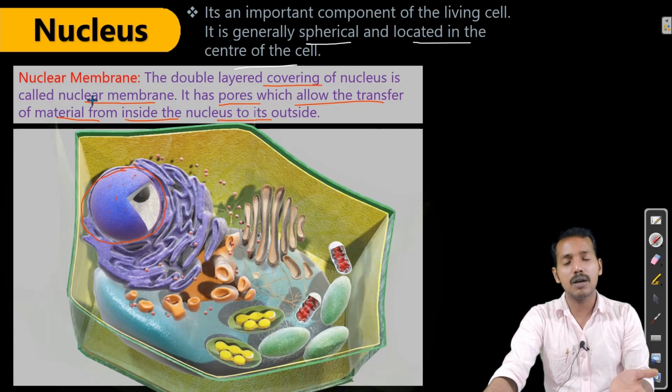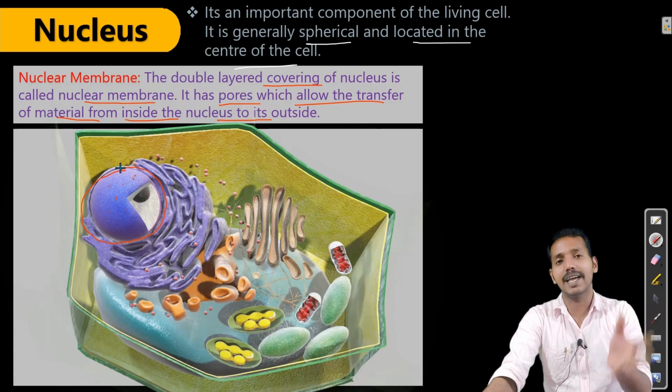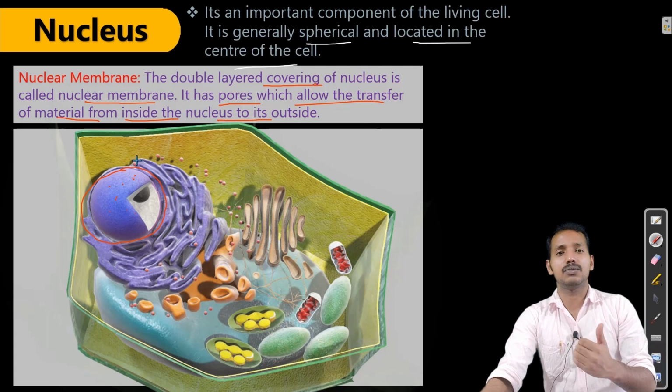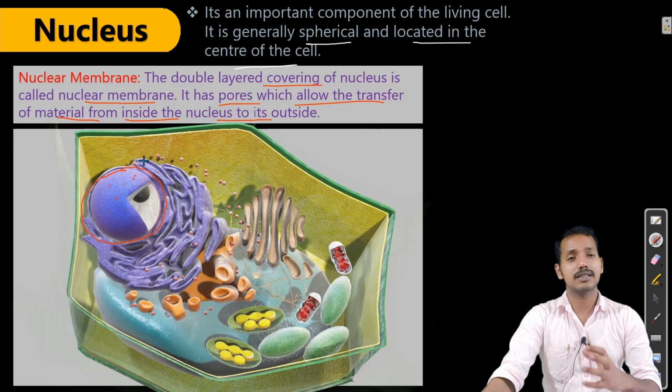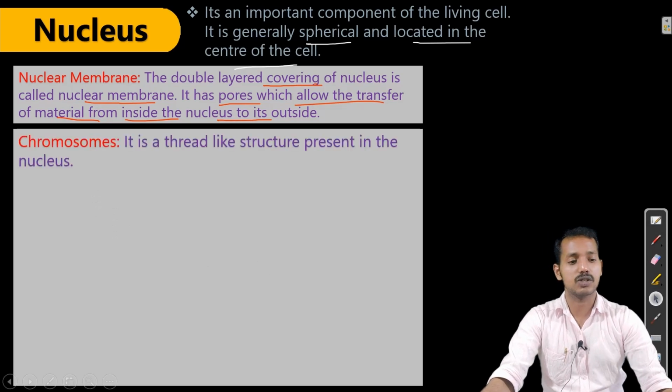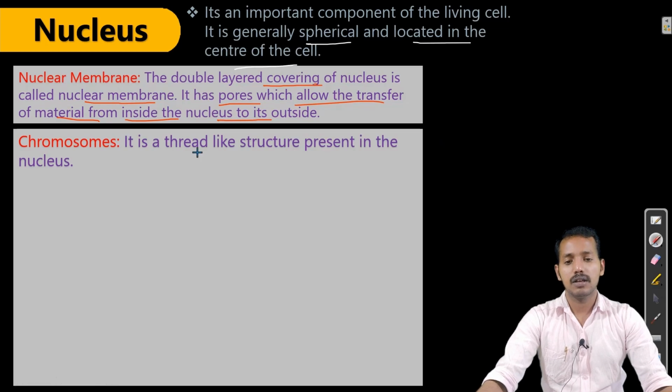Like the plasma membrane is the boundary of the cell, the nuclear membrane is the boundary layer of the nucleus, because it is a well-defined part of the cell, the centermost part, the controlling and coordinating part of the cell. Now let's discuss the other components present inside the nucleus. First one is chromosomes. Chromosomes are thread-like structures present in the nucleus.